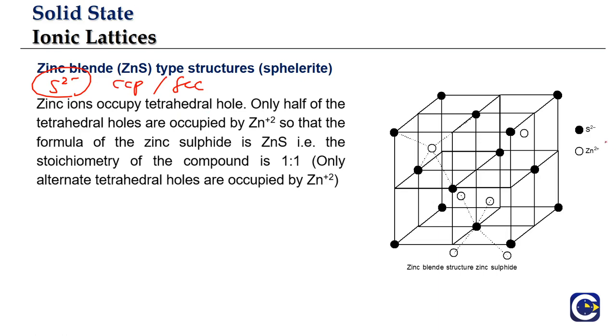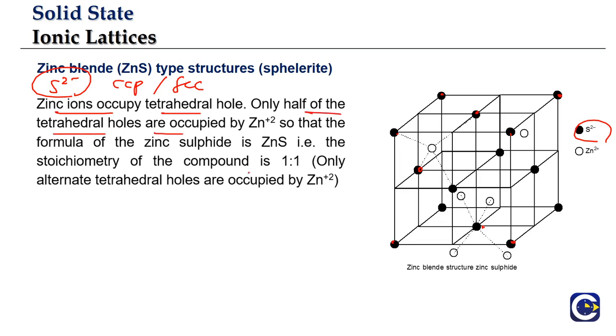We can see the sulfide ions, basically they are forming the CCP or FCC. Corners they are there, and they are at the face centers, the black color ones. So the sulfide ions are forming what? CCP. And the zinc ions will occupy tetrahedral holes, but they will not occupy all the tetrahedral holes, because the number of tetrahedral voids will be what? Twice the number of lattice points. The zinc ions will only occupy half of the tetrahedral voids.